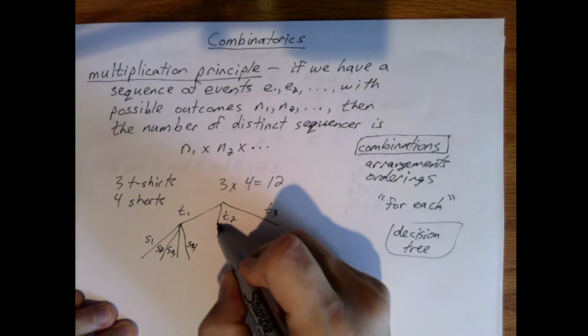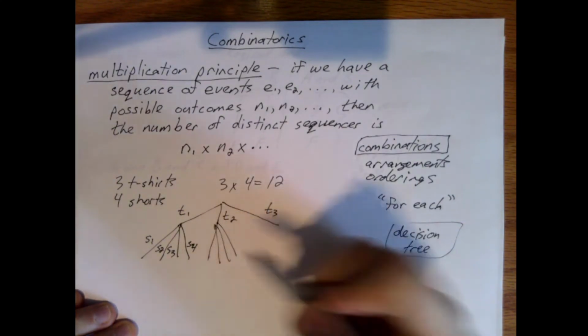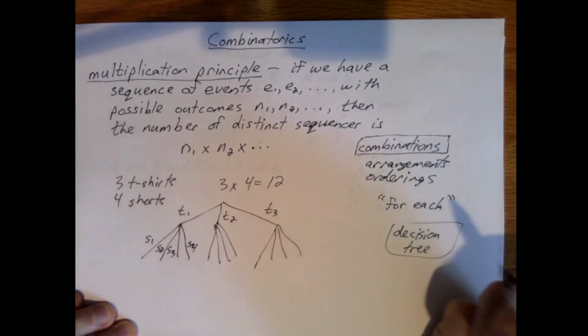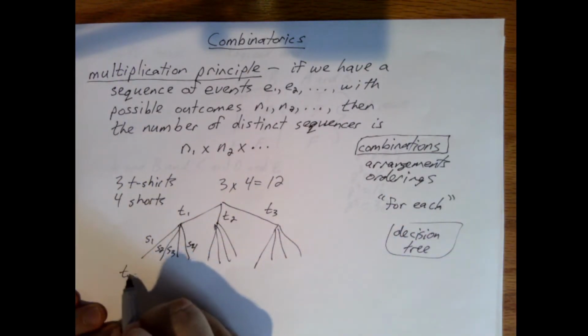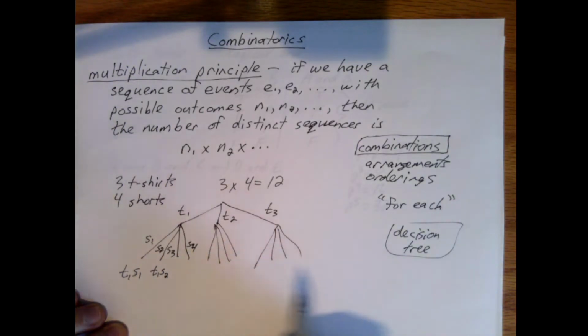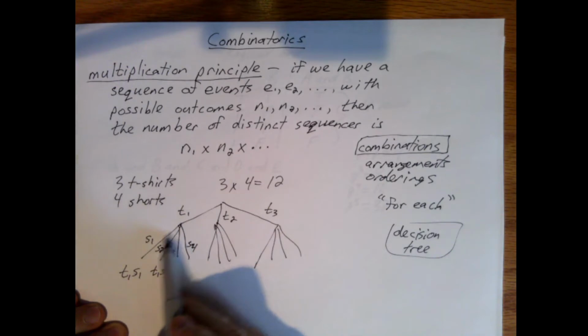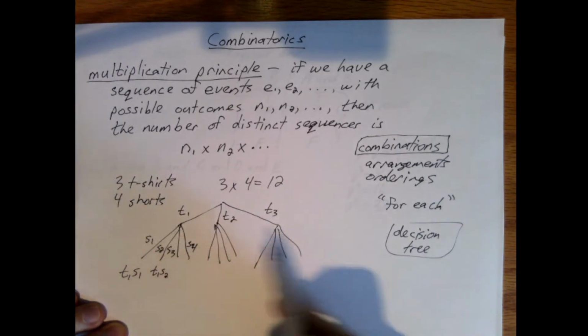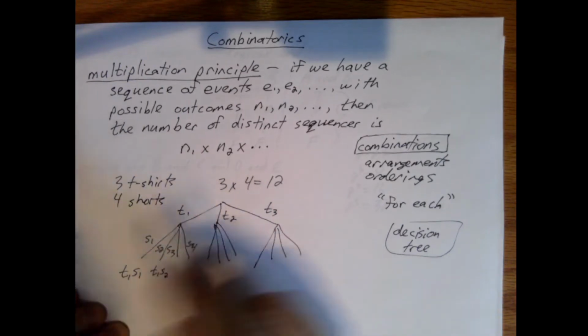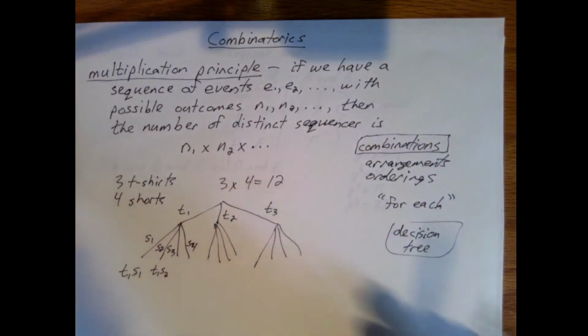If I choose t-shirt 2, I have 4 different pairs of shorts. T-shirt 3, 4 different pairs of shorts. So I could have t-shirt 1, shorts 1, t-shirt 1, shorts 2, and so forth. And we see this is 1, 2, 3, 4. This will be 4, this will be 4. So 3 times the 4 is my 12. But this allows me to visualize it and understand what's happening there.